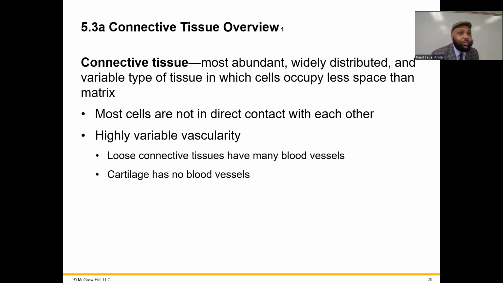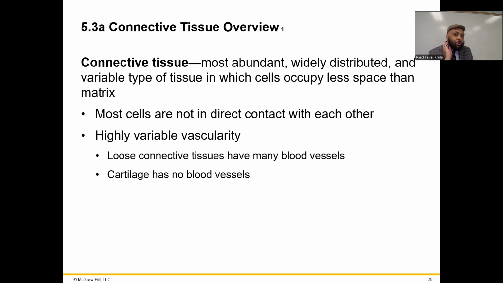The most important thing you need to know about the connective tissue is that blood is what kind of tissue? That is a kind of connective tissue. So in the connective tissue, the most abundant, widely distributed, and variable type of tissue, the cells occupy less space than the matrix. So of all the different types of tissues, which tissue is the most abundant?